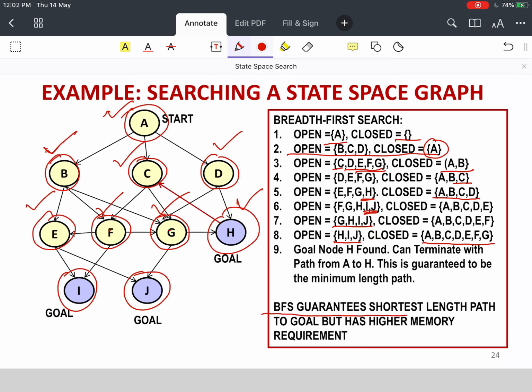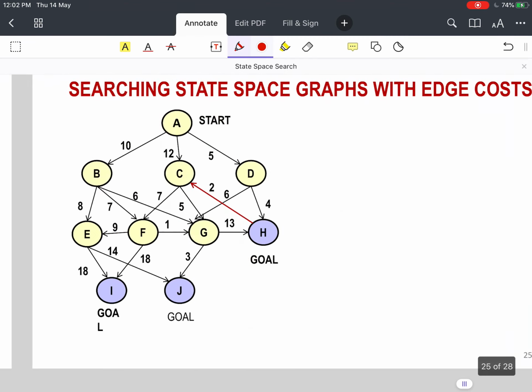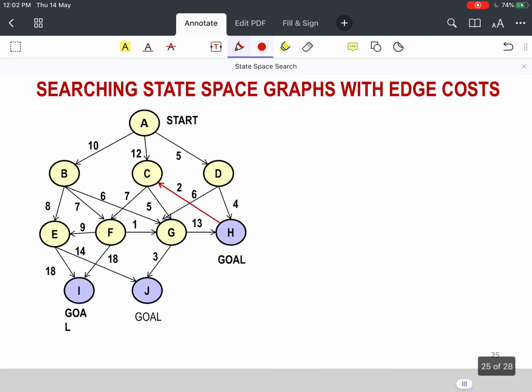We can see that breadth first search guarantees the shortest length path to the goal, but as we shall see, because it moves in a breadth first manner, it has a much higher memory requirement than depth first search or iterative deepening. So these are the three basic search algorithms that we have, and then we will expand and improve on these algorithms. Now, as we have said, the search space may have costs.